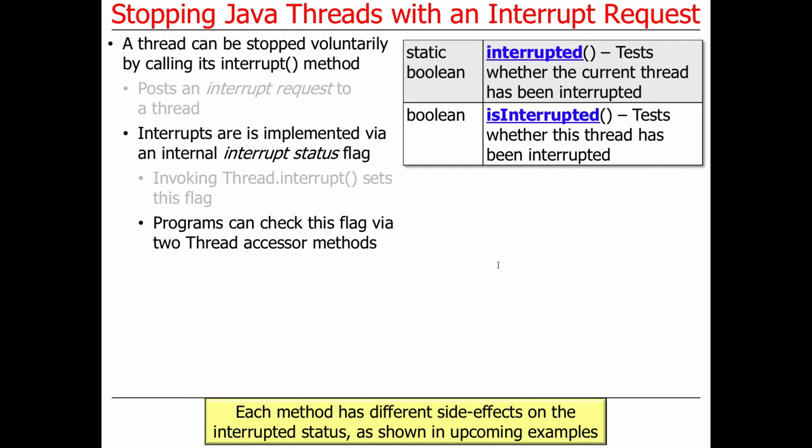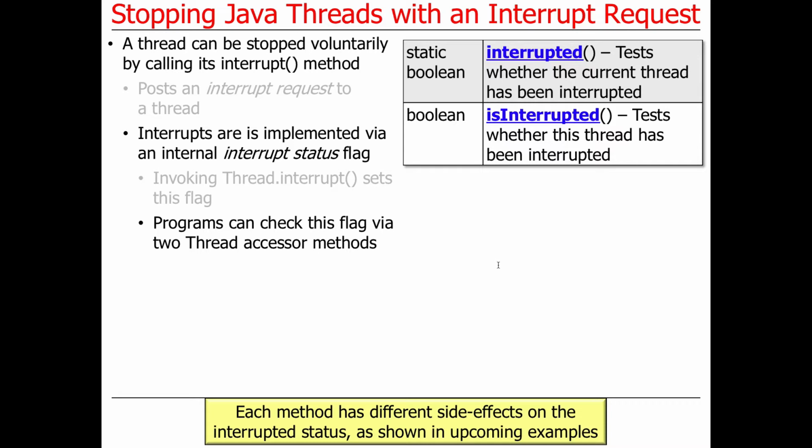And programs can then check this flag using 2 different methods. These methods are very subtle because they have nearly the same name and similar semantics, but not exactly the same semantics. So you have to be aware of the behaviors and how they work. You'll see that they have somewhat different side effects on the interrupt status indicator, which is part of the thread implementation. One of the methods is interrupted, and that tests whether the current thread has been interrupted, and isInterrupted. If you read the documentation, it says, test whether this thread has been interrupted. So they sound like they're doing exactly the same thing, but they're actually not.